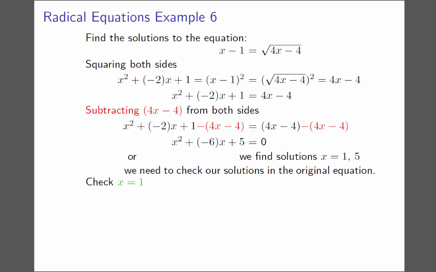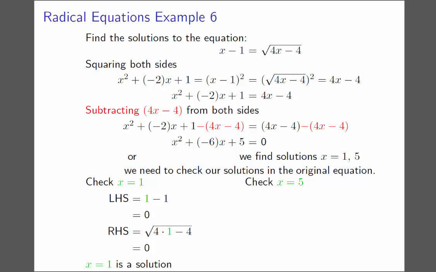Checking x equals 1, we have 1 minus 1 on the left-hand side, which is just 0, while we have the square root of 4 times 1 minus 4 on the right-hand side, which is the square root of 4 minus 4, which is the square root of 0, which is also 0. So x equals 1 is in fact a solution.